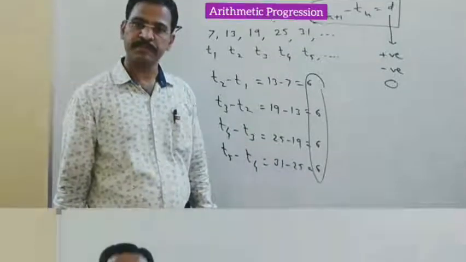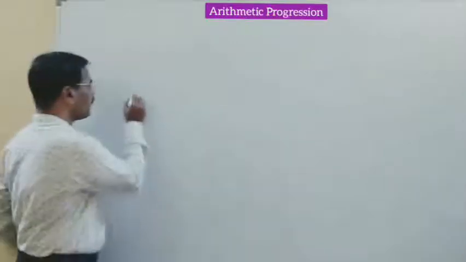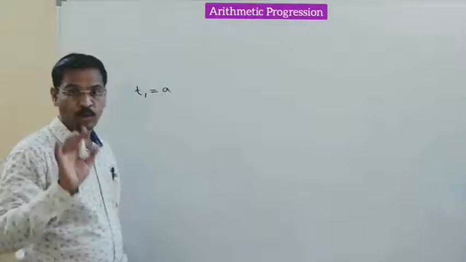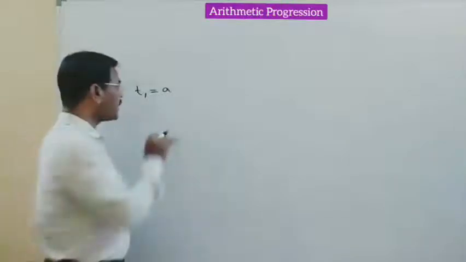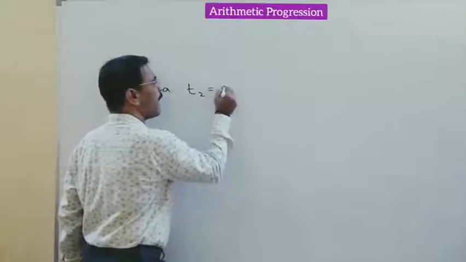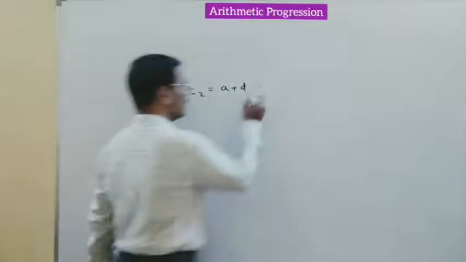Okay friends? See friends, in this sequence, the first term is always said to be a. See here. And the second term is T2. That one will come by adding that common difference. Look here.